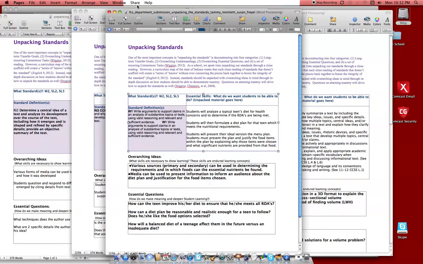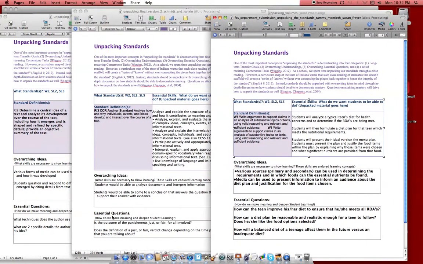So you can see here the difference between an overarching idea that's solid and one that's still a work in progress. They're tying it into the subject area, and they have very good essential questions as a result of it. If you look, how can the teen improve his or her diet to ensure that he or she meets the RDAs? That's a strong question there.